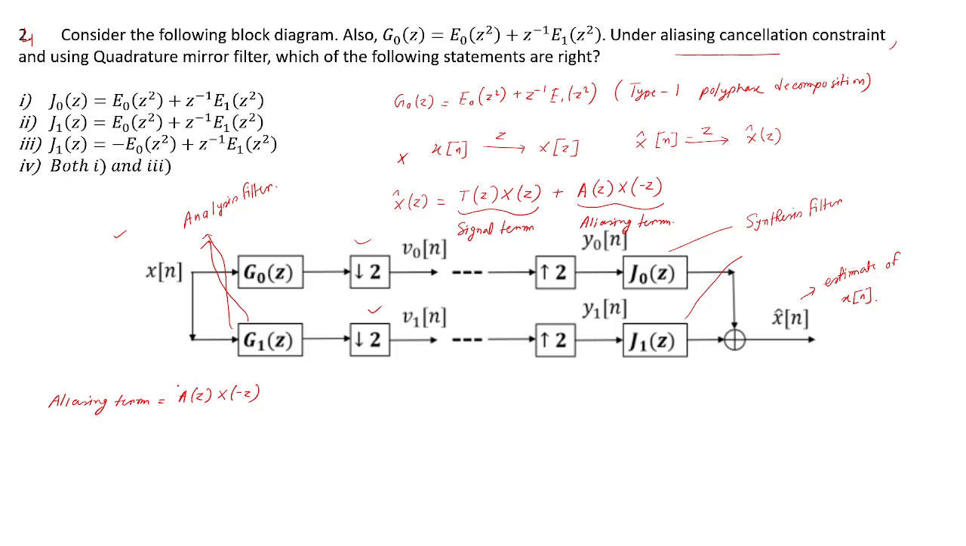Your concern is to design that A(z) in such a way that this product becomes 0. In an intuitive sense, if the spectrum of A(z) and X(-z), the flipped spectrum of the original input signal, are non-overlapping, that is, they cover different bands or different parts in the frequency domain, then also the aliasing term goes to 0.